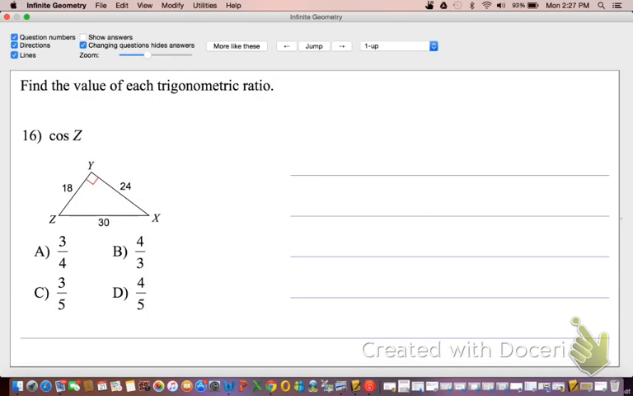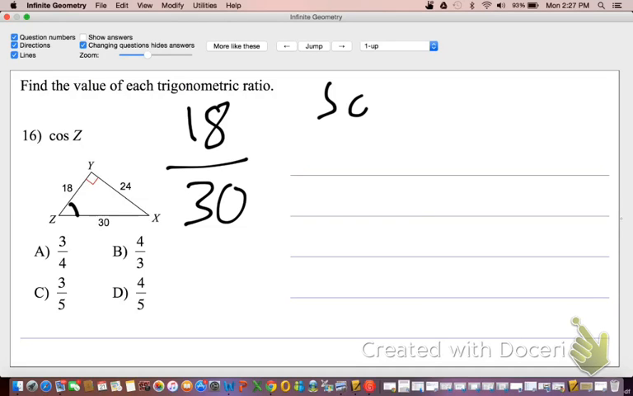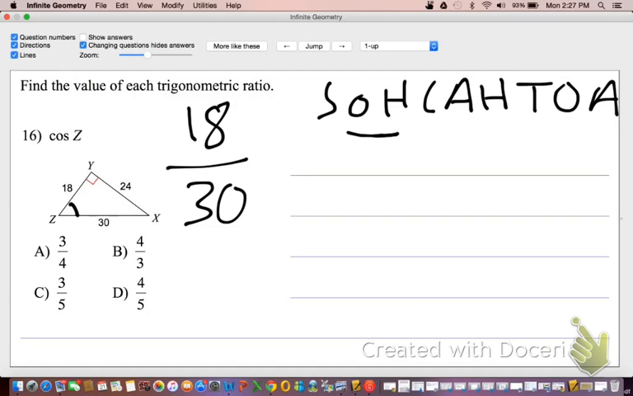All right, cosine of z. z is right here, so we want to go opposite over hypotenuse. Sorry, adjacent over hypotenuse. So adjacent is 18, hypotenuse is 30. Again, this all comes from this stuff right here. You have to memorize this. Opposite over hypotenuse, adjacent over hypotenuse, opposite over adjacent, and this is sine, cosine, and tangent.